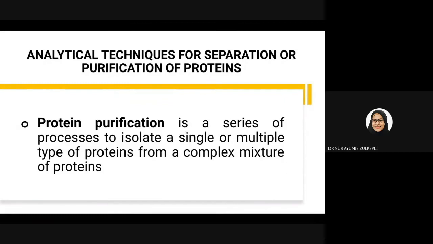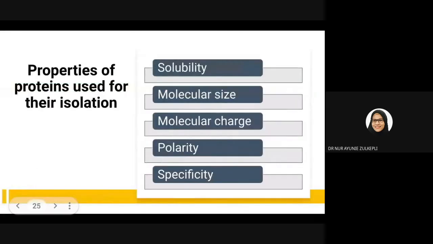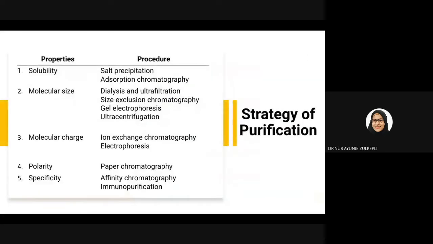So there is a technique, an analytical technique. What is protein purification? We call it protein purification. It's a series of processes to isolate a single or multiple types of proteins from a complex mixture of proteins. The proteins can be isolated based on their properties like solubility, molecular size, molecular charge, polarity, and also specificity. Okay, these are the types.